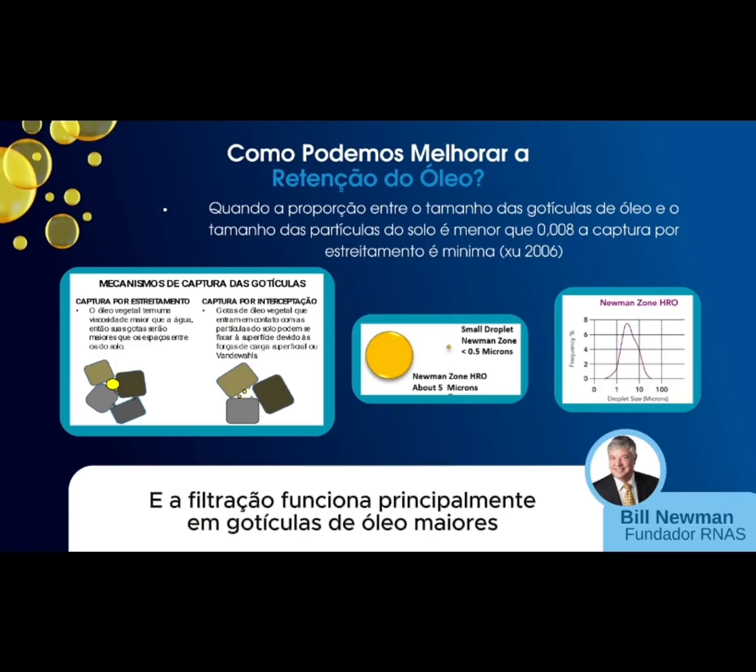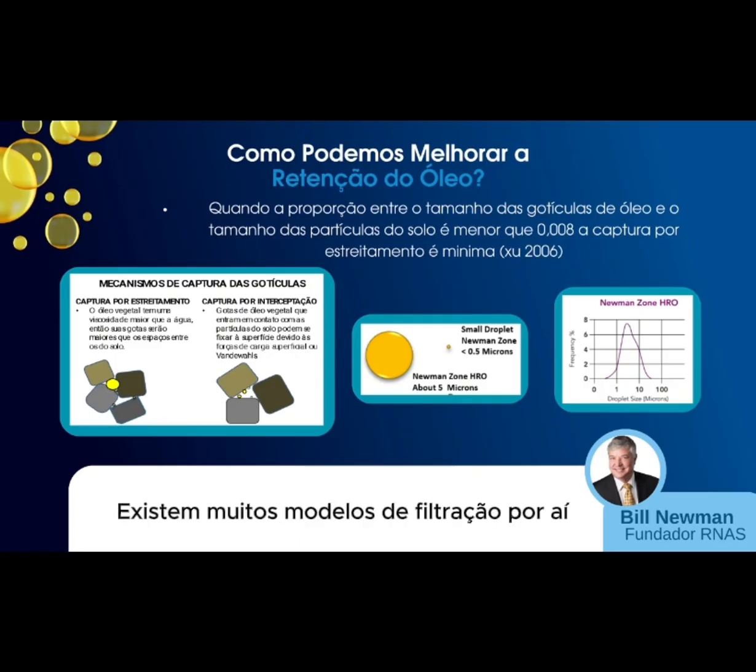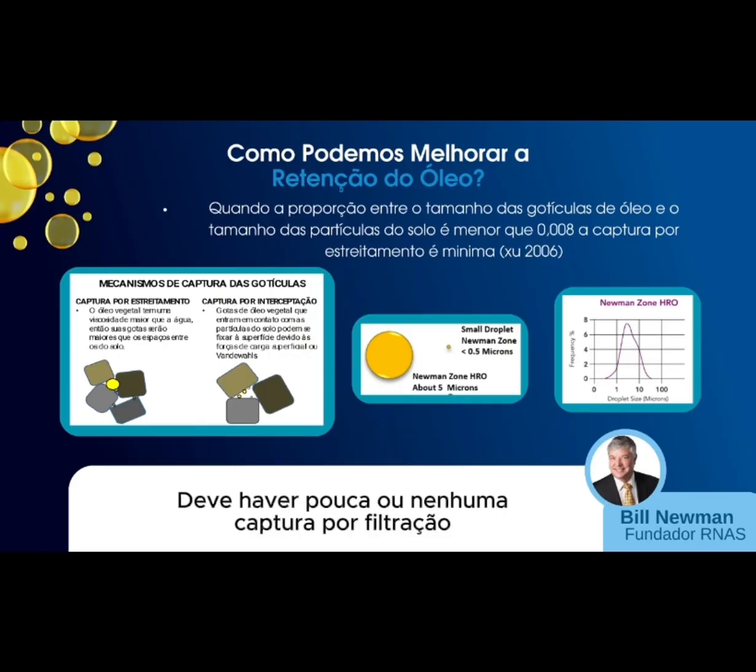And filtration primarily works on larger oil droplets. There are a lot of filtration models out there. One by Zhu et al. basically predicts that if the ratio between the mobile particles, being the oil droplets, and the soil particles, being the soil matrix, is less than 0.008, there should be little, if any, capture by filtration.